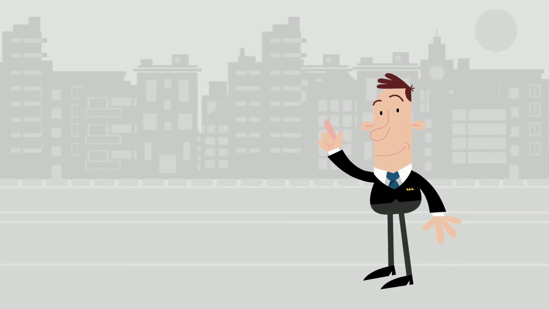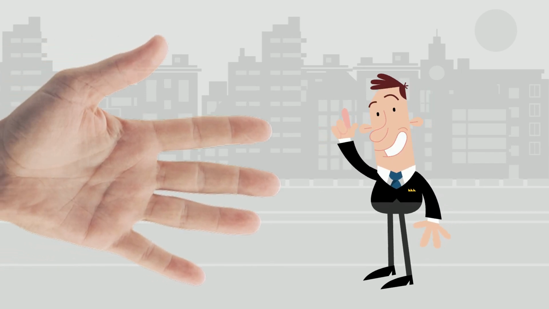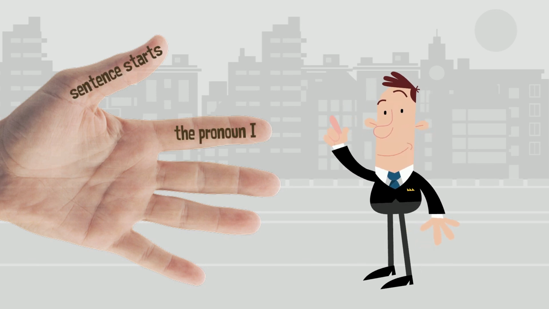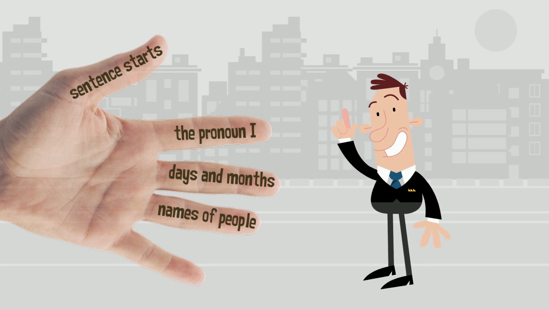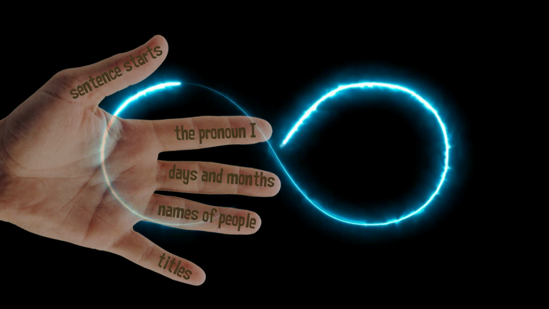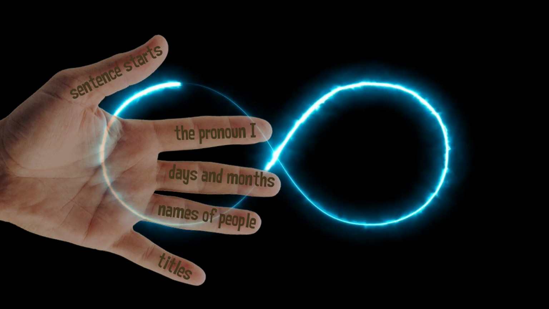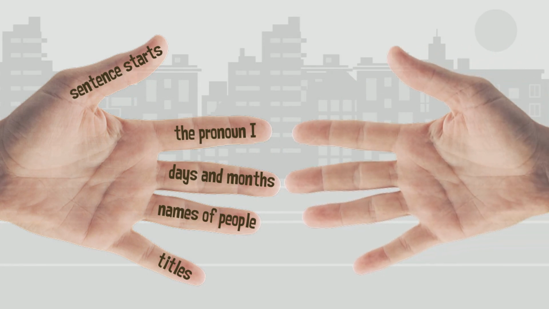So there we are. You now know 5 situations when capital letters are needed. For sentence starts, for the pronoun I, for the days and months, for the names of people, for titles before names. The challenge now is to get into the habit of always using them for these 5 situations. Once you can consistently do this, you are ready for the final 5 rules of capital letters.